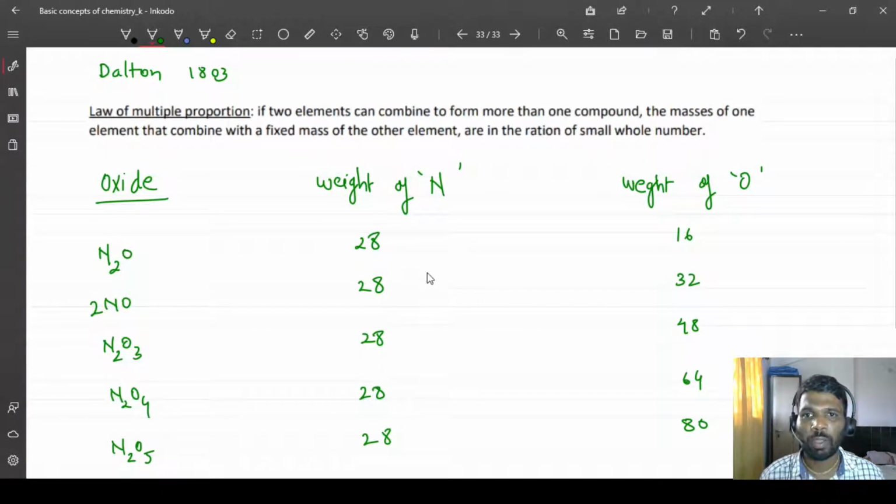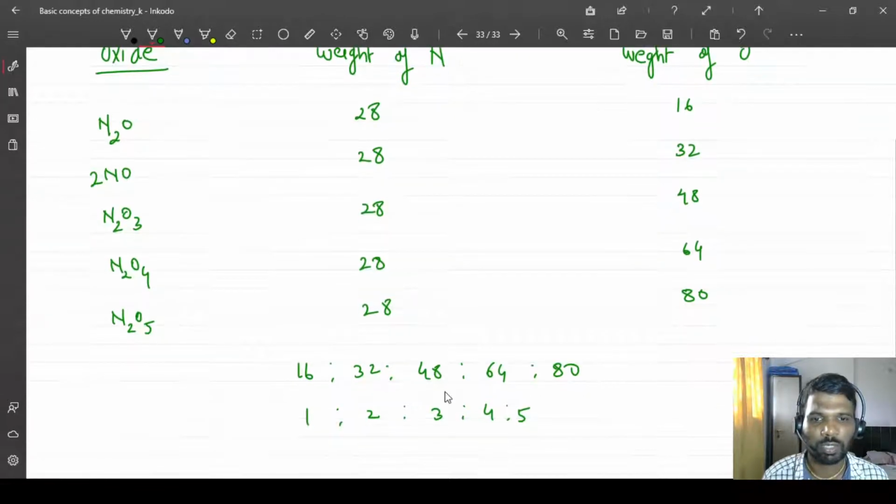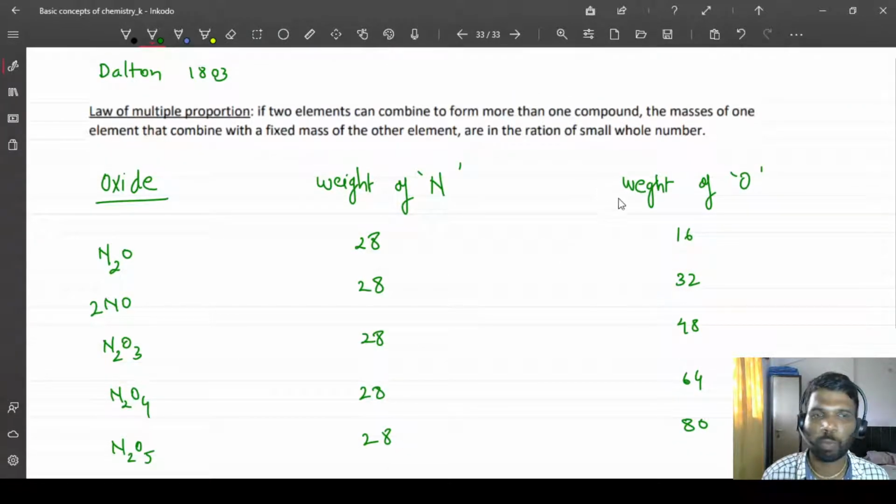Again, I will read the law. If two elements combine, that is nitrogen and oxygen are combining, this is one example I have taken to support this law, to form more than one compound. More than one compound is forming over here, that is nitrogen and oxygen: N2O, N2O3, N2O4, N2O5. The mass of one element that combines with a fixed mass of the other element. The mass of one element I have kept fixed, that is nitrogen is 28 in all these cases, that combines with a fixed mass of the other element. And the ratios of this element is 1 is to 2 is to 3 is to 4, which is a small whole number.